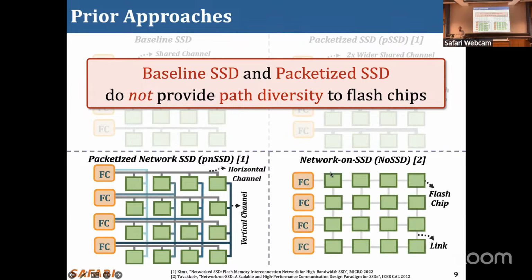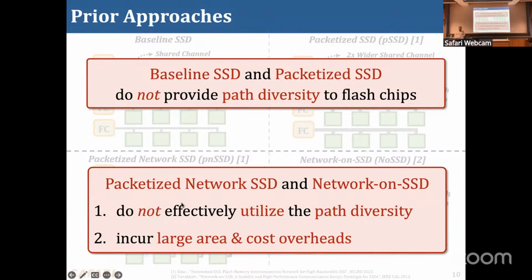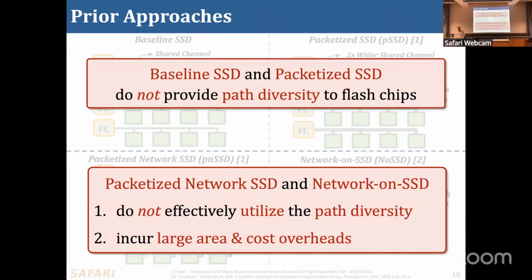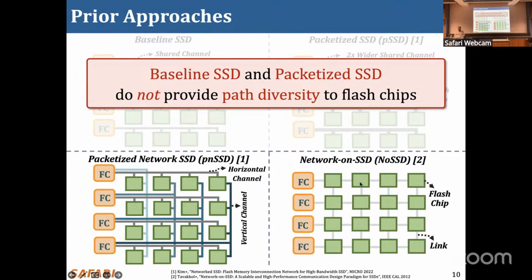Also, there is another prior work, network on SSD, which uses a mesh network to connect flash chips. But we observe that packetized network SSD and network on SSD do not effectively utilize the path diversity. It's important to provide path diversity, but you should also have a technique to utilize it, and that's very challenging. They also incur large area and cost overheads, specifically network on SSD, because they consider that, for example, this flash chip is connected to 4 other flash chips, meaning we would have more pins, which we cannot have. The number of pins is limited.